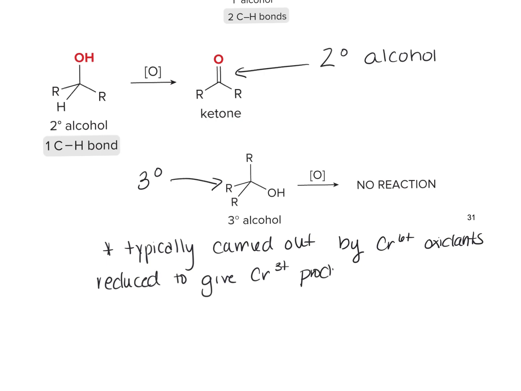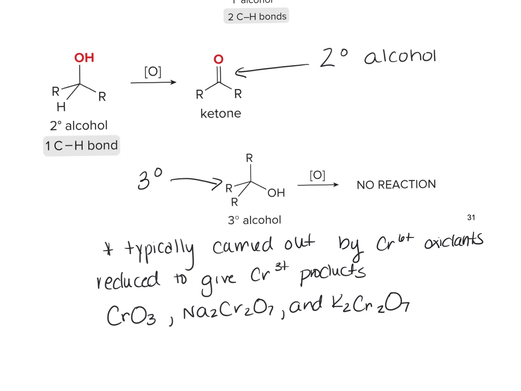Because remember, if something's oxidized, something else is also being reduced. The ones that we see most typically are chromium oxide, sodium chromate and potassium chromate. And these are all strong, non-selective oxidants that are used in aqueous acid.